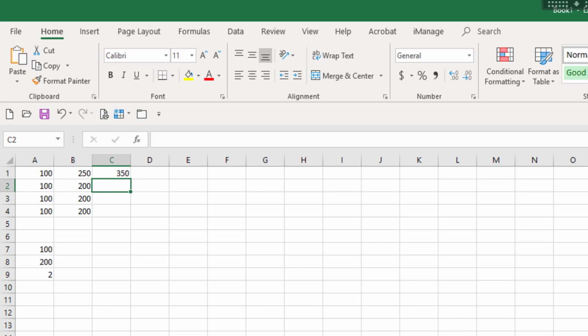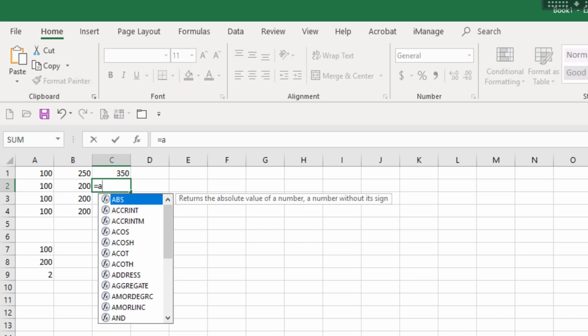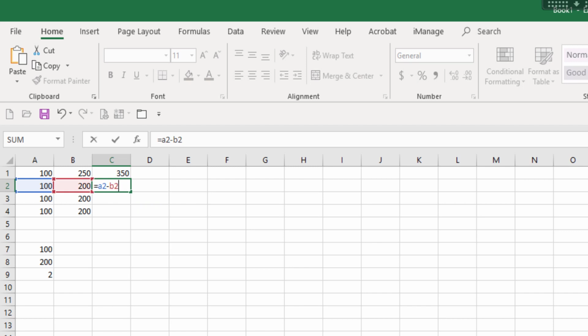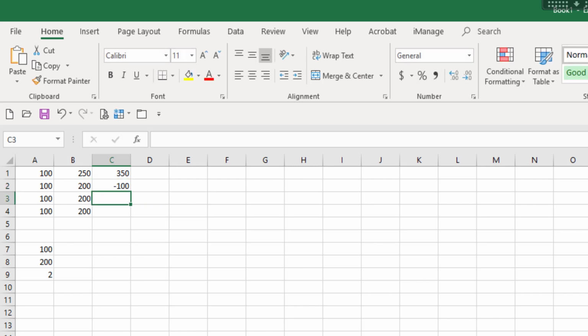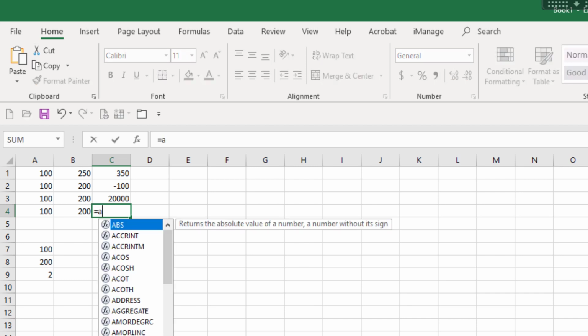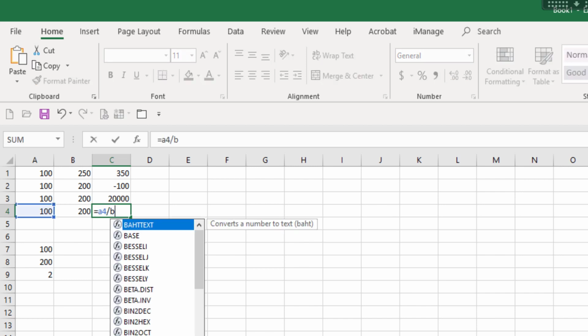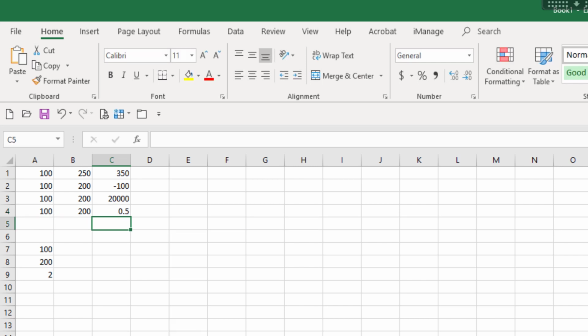To find the difference between these two values, equals A2 minus B2, and that gives me the result of negative 100. For multiplication, I'm going to do equals A3, and put an asterisk, which signifies multiplication, and then B3, and that gives me the product of those two values. To divide, equals A4 divided by B4 gives me that result.